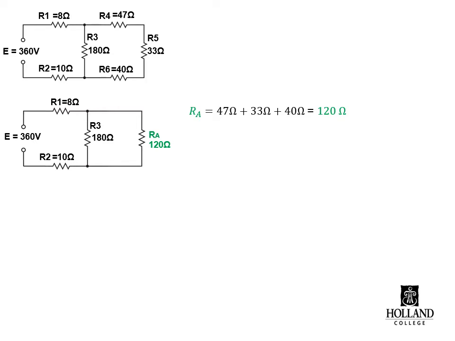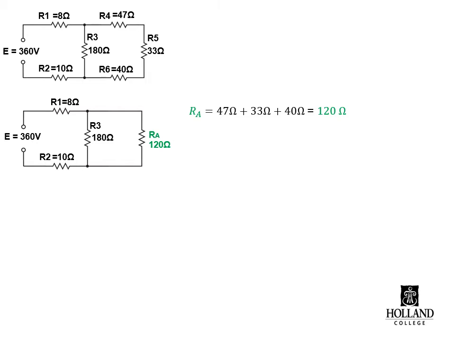Now we can ignore the first step and just focus in on the second step and simplify it. If we do the current analysis again, the current is going to leave my source and head towards R1. And then we'll reach the first node, where some of the current will go through R3 and some of the current will go through RA. Then the current will come back together again after R3 and after RA.